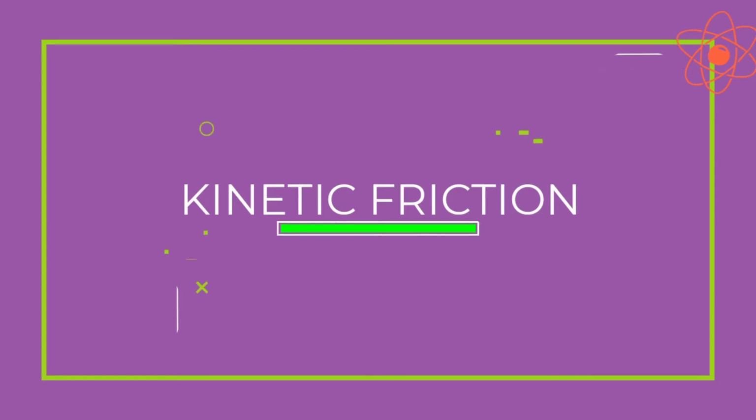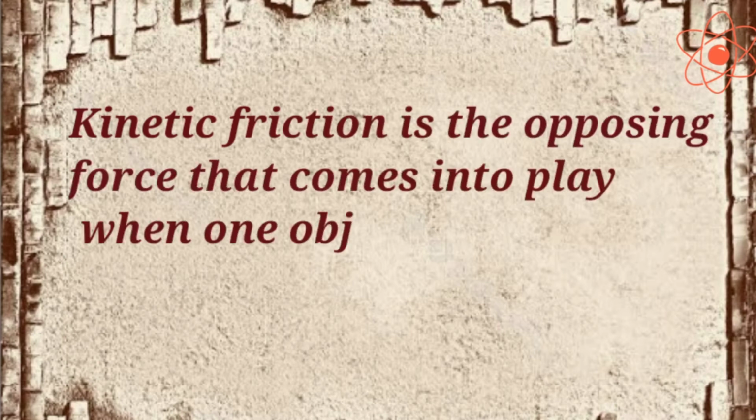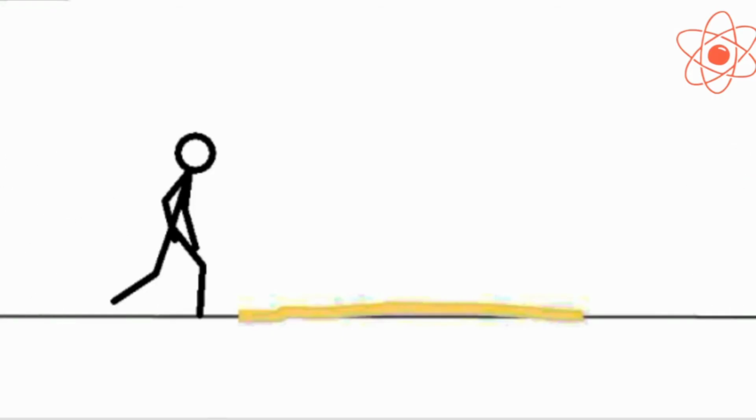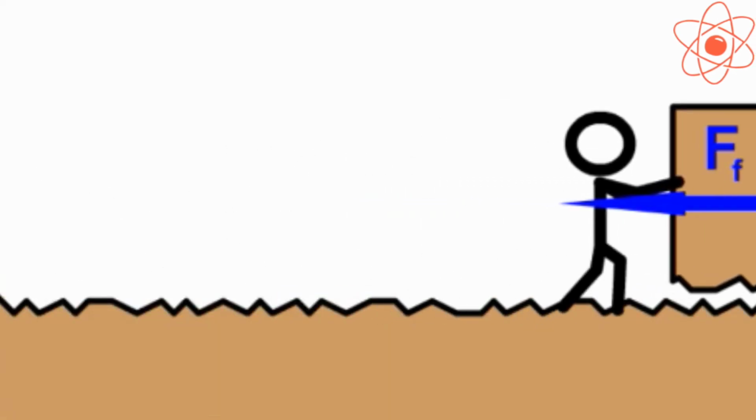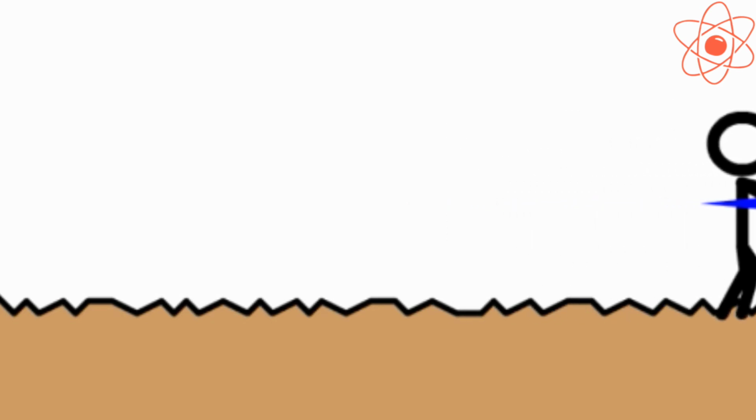Third type of friction, that is kinetic friction. Kinetic friction is the opposing force that comes into play when one object is actually moving over the surface of another object. Anything that rubs, slides or slips has some kinetic friction. Any surface that moves against another surface has kinetic friction.